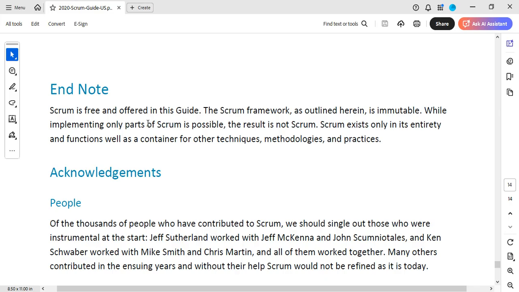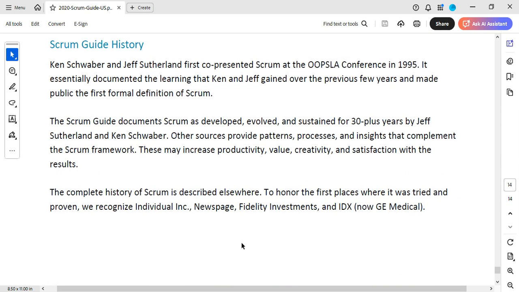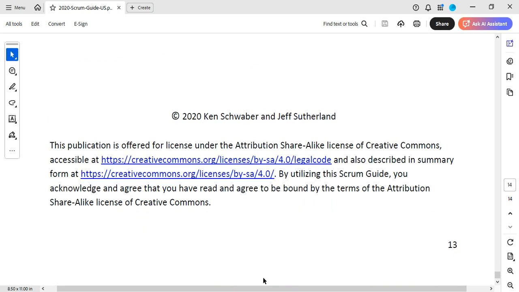Scrum is free and offered in this guide. The Scrum framework, as outlined herein, is immutable. While implementing only part of Scrum is possible, the result is not Scrum, because some will tell you, let's do Scrum, but you're not following that framework. Scrum exists only in its entirety and functions well as a container for other techniques, methodologies, and practices. And we have acknowledgements and all whatnot. And this is the end.